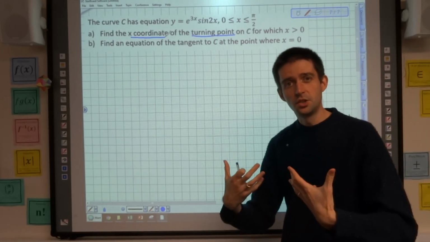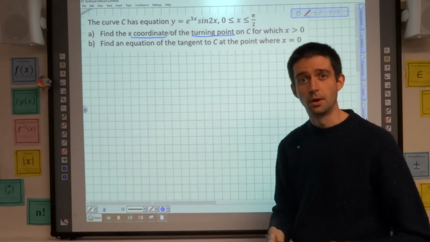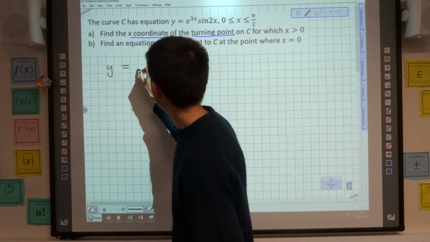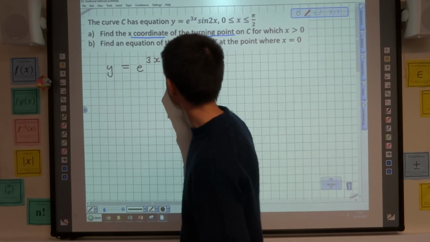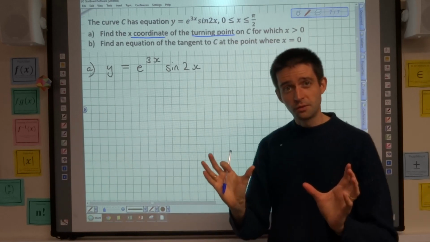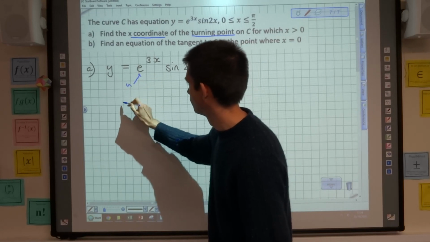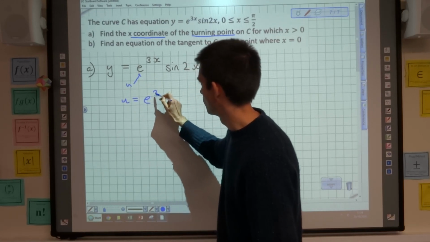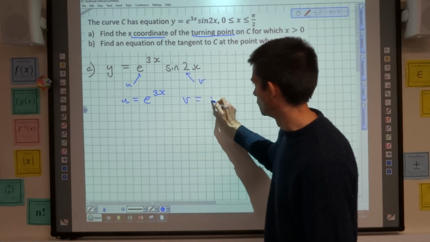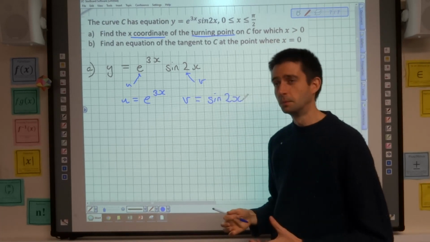But for a turning point, we need to differentiate the function to find dy dx and then equate that to 0 and solve. So my original function, y equals e to the 3x sine 2x. I have the product of two functions here. So what I'm going to do is call the first one u. So u equals e to the 3x. And I'm going to call the second part v. So v equals sine 2x. And I'm going to differentiate this using the product rule.